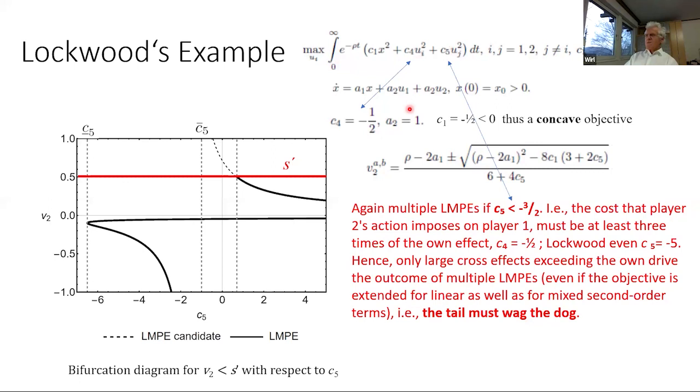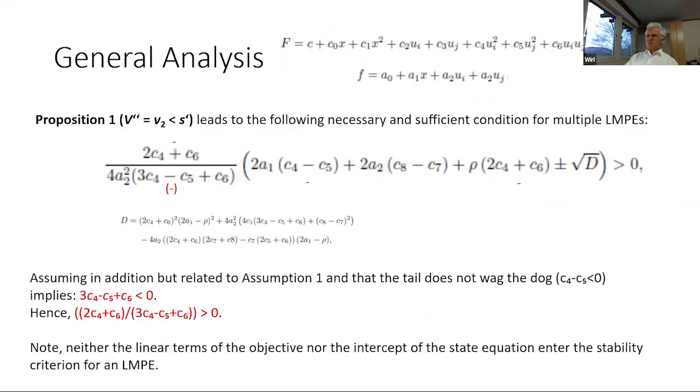So again, this is outright ridiculous in all economic examples that I know, because it assumes that the tail must wag the dog. But in all economic examples I know, you always assume that the own effect dominates the cross effect. So again, we have a second example, in this case due to Lockwood, but its economic content is, again, that it cannot apply to economic models. Okay? So in this case, my original conjecture still held up in spite of these two counterexamples.